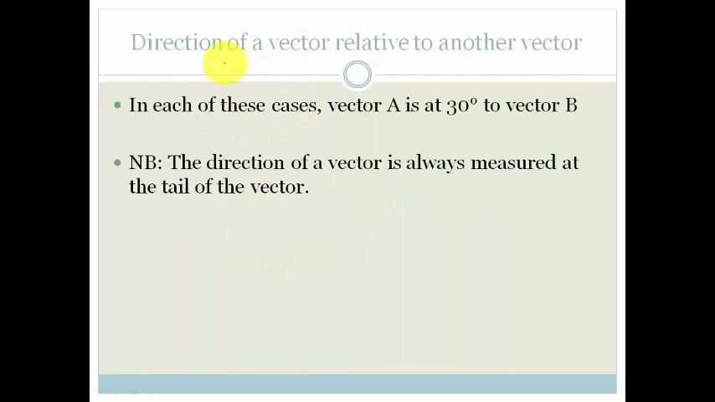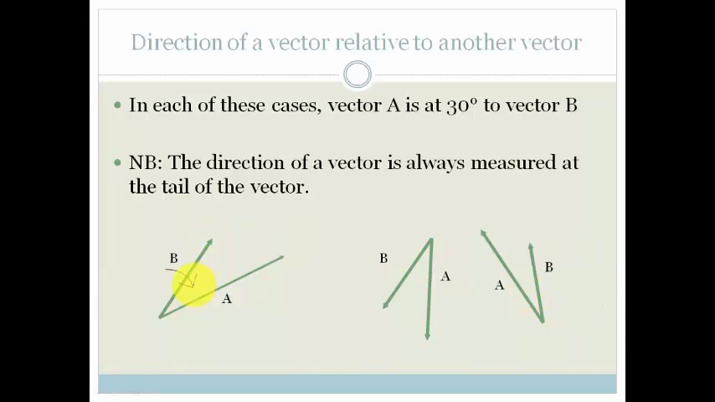Right. Now, the last way we can look at it is the direction of a vector relative to another vector. So in each of these cases, vector A is at 30 degrees to vector B. And you must remember the direction of the vector is always measured at the tail of the vector. So here we've got A and B, and we're saying that they are 30 degrees from each other. Again, you'll notice that our tails are together, and when we're looking at this there is the 30 degrees because we take it from the tail of the vector. That there is 30 degrees, and that there is 30 degrees.